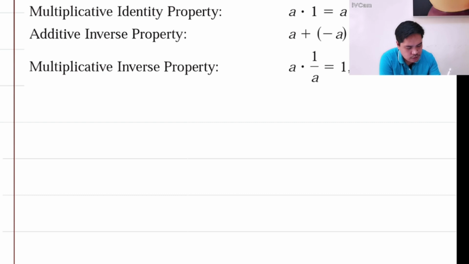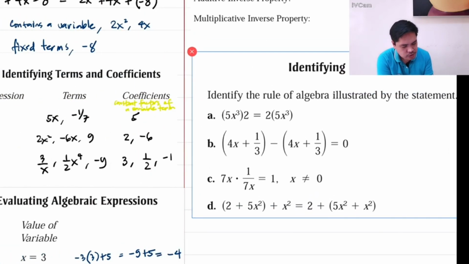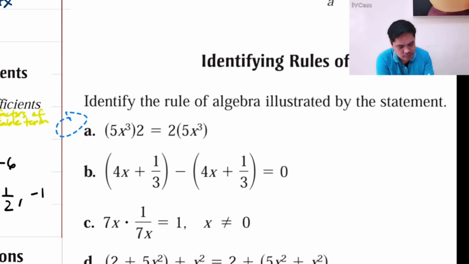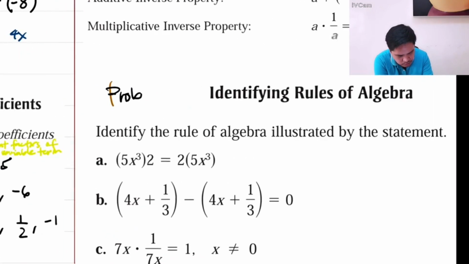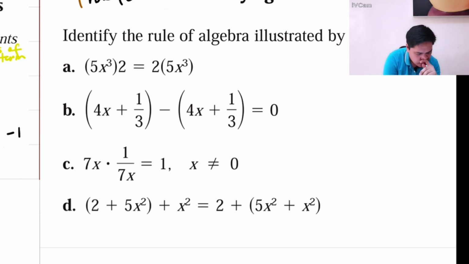Okay, how about if mag-problem ta? Wait, let me paste that. Okay, this problem. Identifying the rules of algebra. Pwede naman silip tayo doon sa mga sa note. So here's a problem. Sorry. This is already problem 10. Identifying the rules of algebra. Identify the rule of algebra illustrated by this statement.